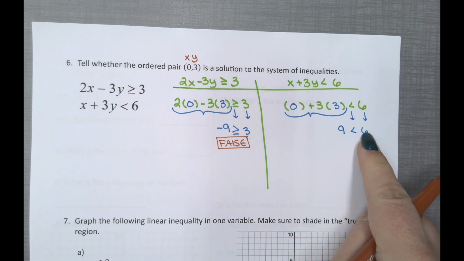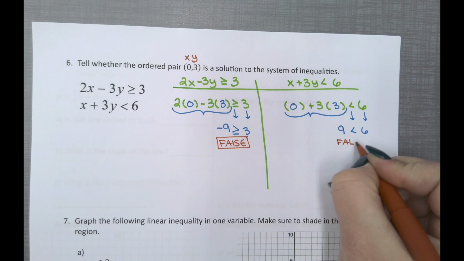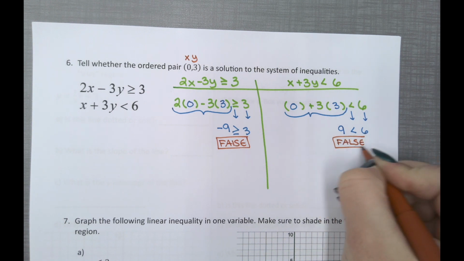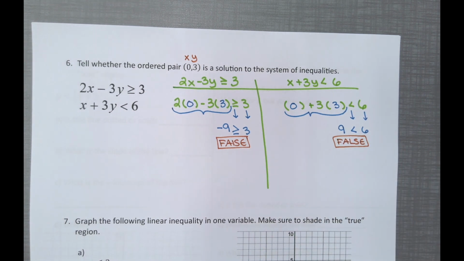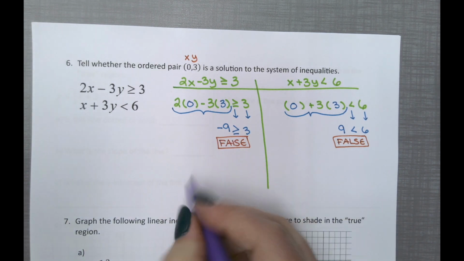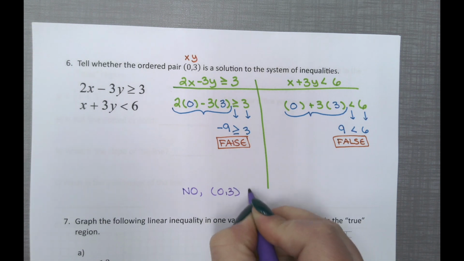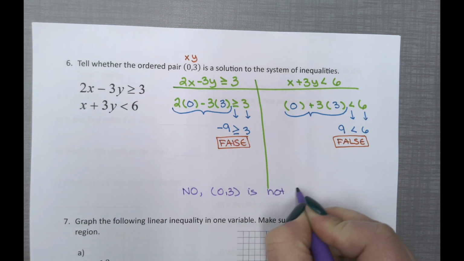9 is smaller than 6? Well, no, 9 is not smaller than 6, so both of these are false. Again, true or false is not the answer. What we want to know is, is the point (0, 3) a solution to the system of inequalities? Because both of them are false, we have no, (0, 3) is not a solution.